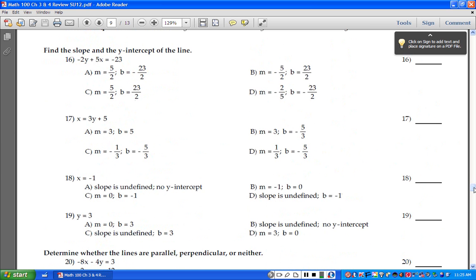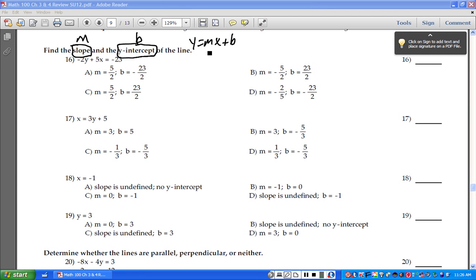Alright, 16. Find the slope and the y-intercept. Doing the same thing basically, but now you want the slope and the y-intercept, so you want the m and the b. So put it in slope-intercept form. You need the slope and you need the y-intercept. You need those two things.